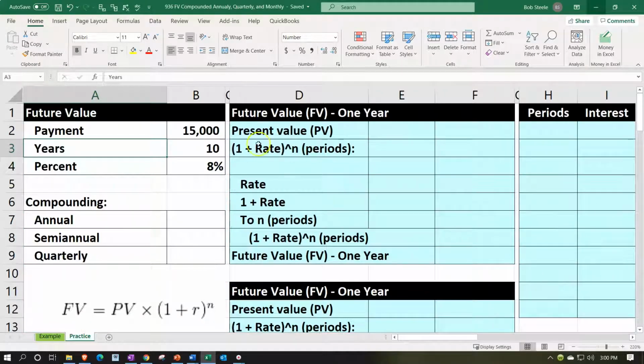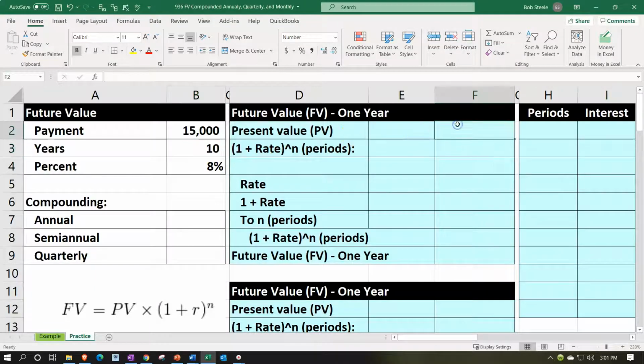Going back on over to the information on the left, we're going to say that the payment is going to be $15,000. Years will be 10 years. And then the yearly percent, 8%. Now, of course, the years and the percentages are the things that we need to be careful of as we think about the compounding annual versus semi-annual versus quarterly.